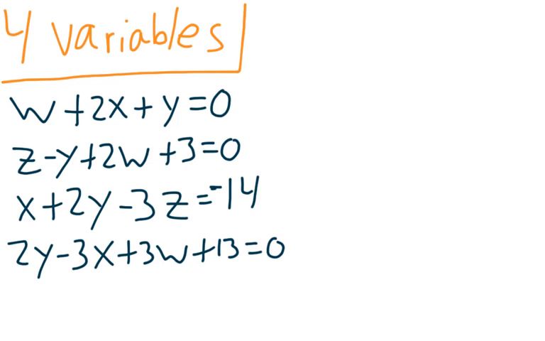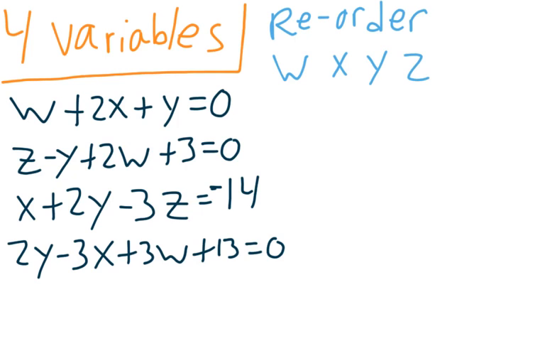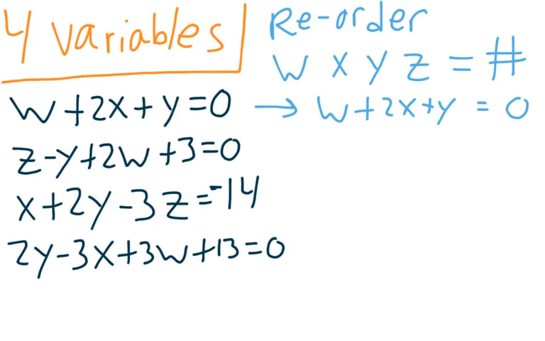So the first thing I've got to do here is reorder them, because these equations right now are out of order. I need to reorder them so I have w's, then x's, then y's, then z's, then equals that constant number. So I'm going to take every equation and change it. So the first one actually is okay. W plus 2x plus y equals 0. That one's fine. This one here, though, I want the numbers on the other side. So I'm going to subtract 3 from both sides.